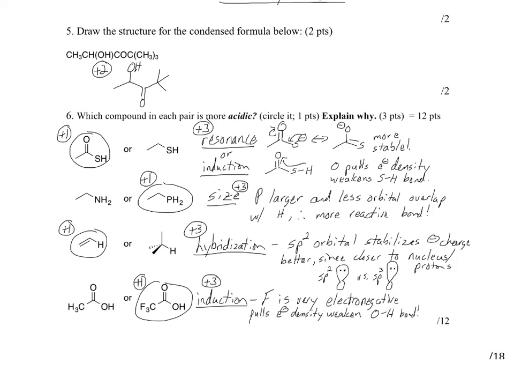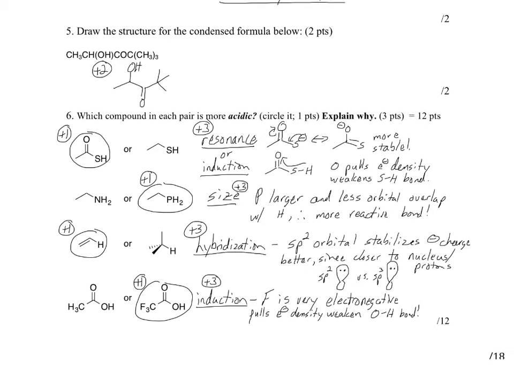Again, with the nitrogen and the phosphorus, the difference between nitrogen and phosphorus is size. Nitrogen is smaller than phosphorus, so an NH bond versus a PH bond. Phosphorus is big; it's going to have larger, less orbital overlap with hydrogen. Therefore, it's going to be a more reactive bond.